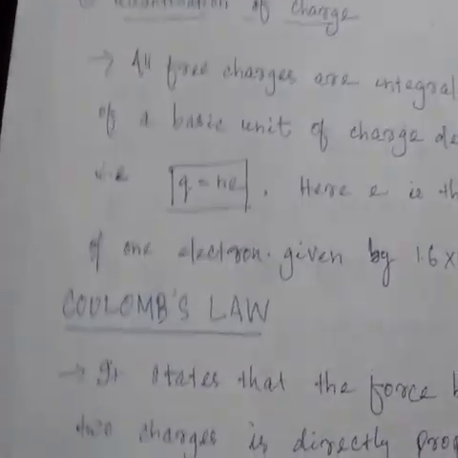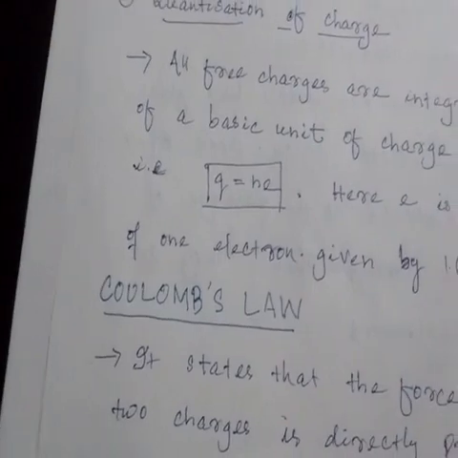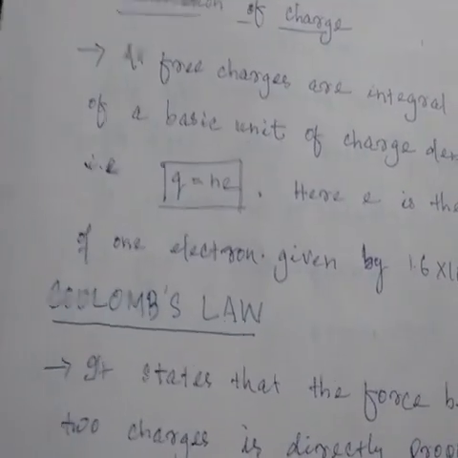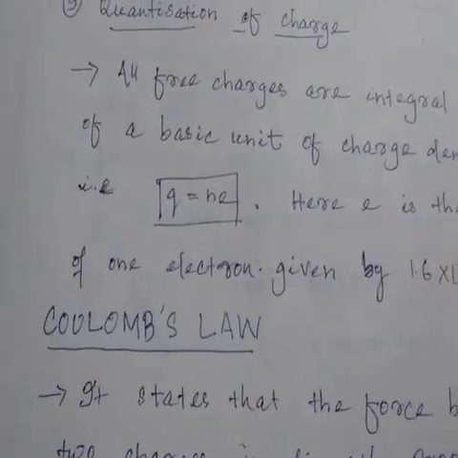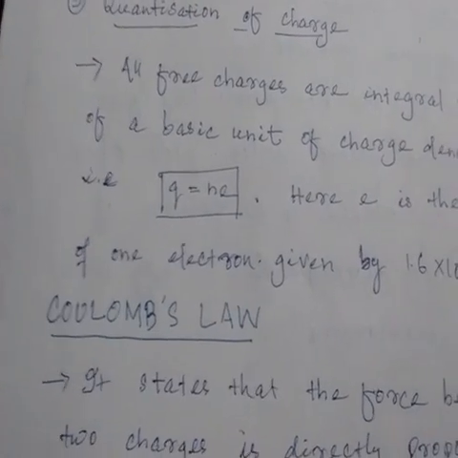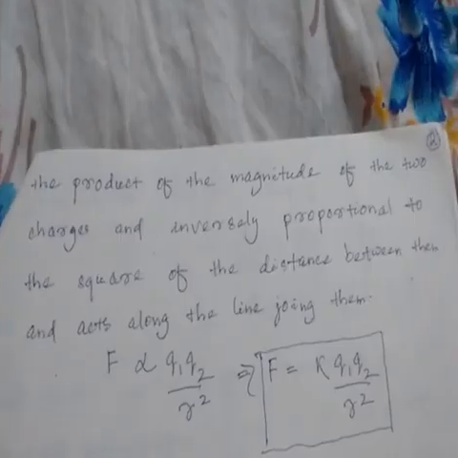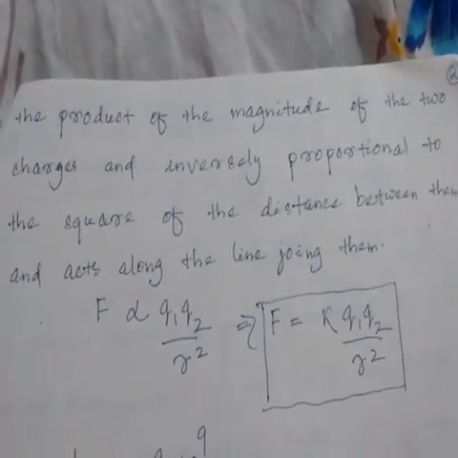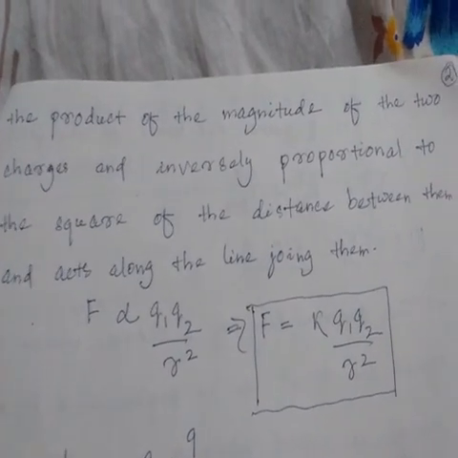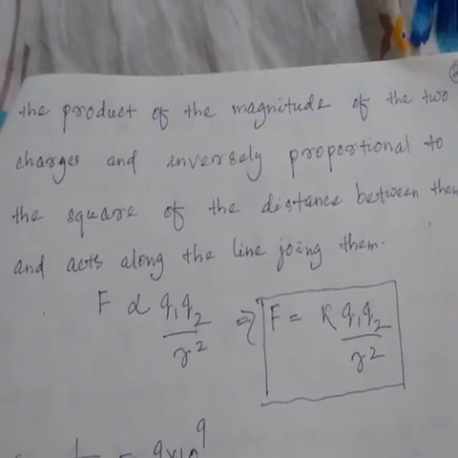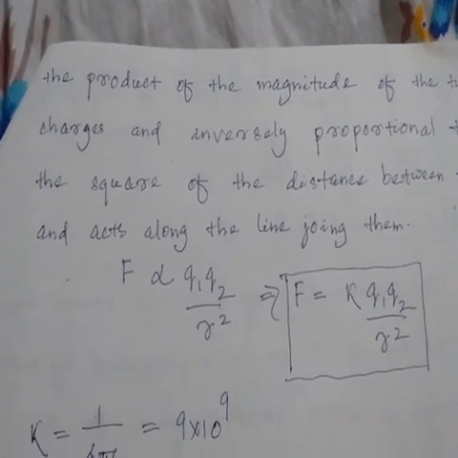Hello students, as I said before, today we are going to discuss Coulomb's law. This is our second class. Coulomb's law states that the force between two charges is directly proportional to the product of the magnitude of the two charges and inversely proportional to the square of the distance between them, and acts along the line joining them.